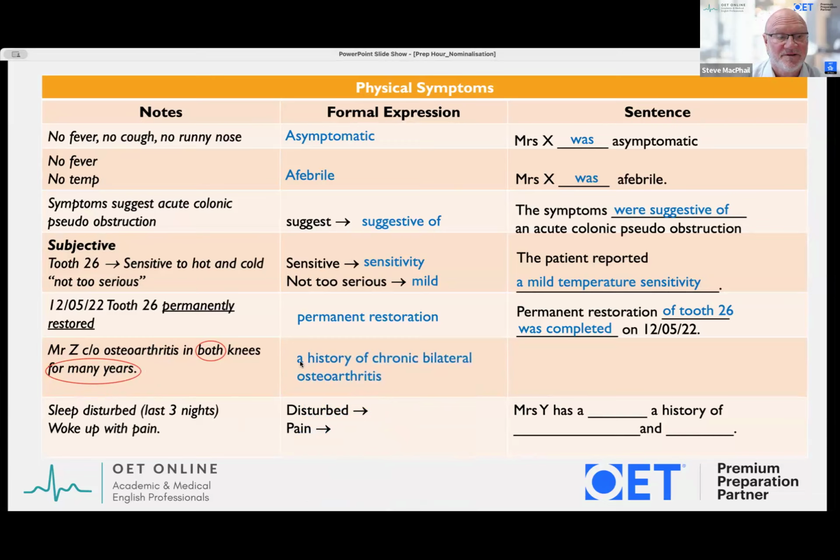So we can say, look at this, a history of chronic bilateral arthritis. So if you've had something for many years, it's chronic. If it's in both knees, the technical term is bilateral, right? So we got this pattern, a history of. So when we write that out, Mr. Z reported a history of chronic bilateral arthritis. Now we have a formal writing style.